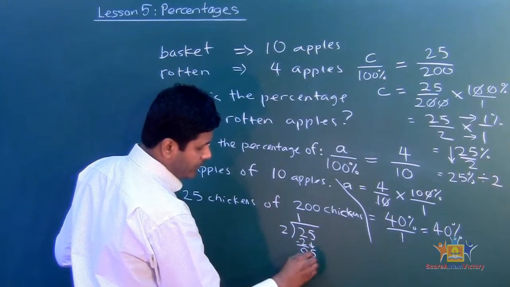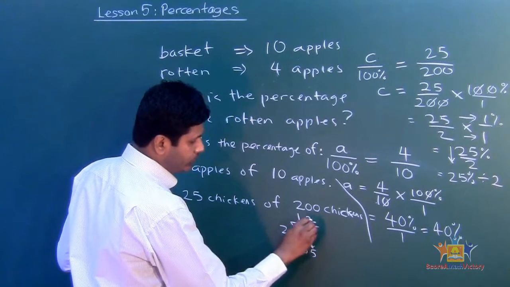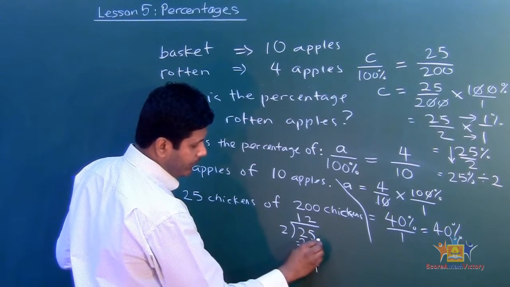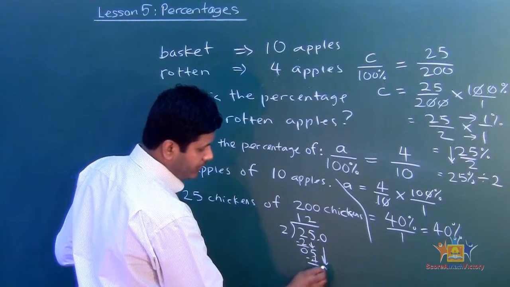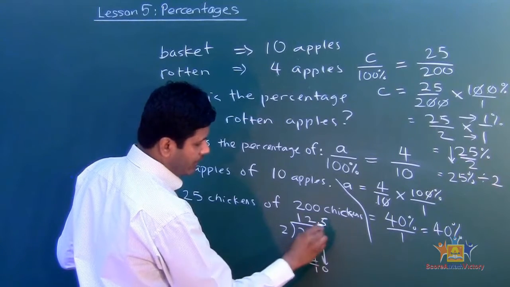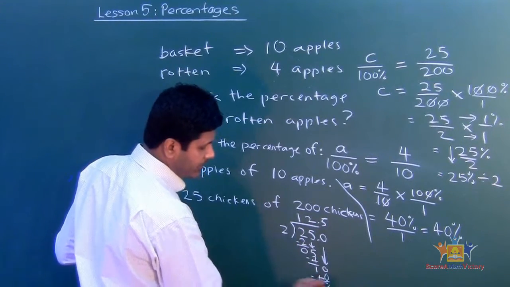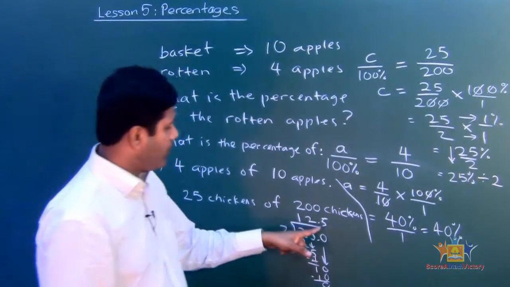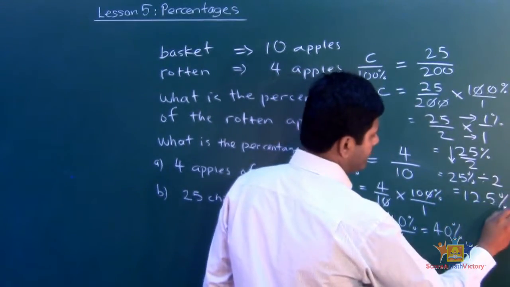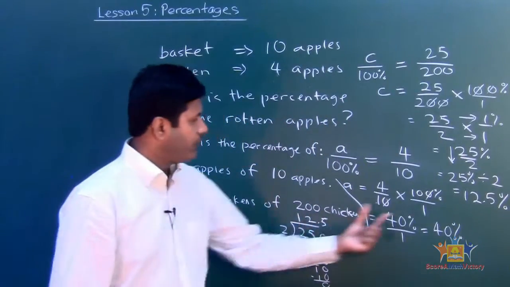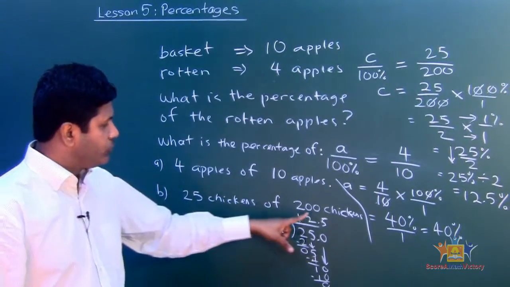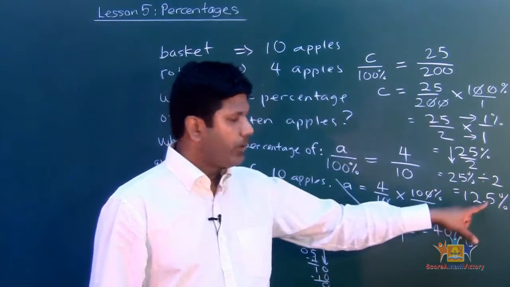I bring the 5 down. In 5 there's how many? 2. 2 times 2 is 4. 5 minus 4 is 1. And then put a decimal, 0. Bring the 0 down. In 10 there's how many? 5. I put the decimal up, 5. 5 times 2 is 10. Minus gives me 0. So that tells me 12.5%. So 25 chickens of 200 chickens makes 12.5%.